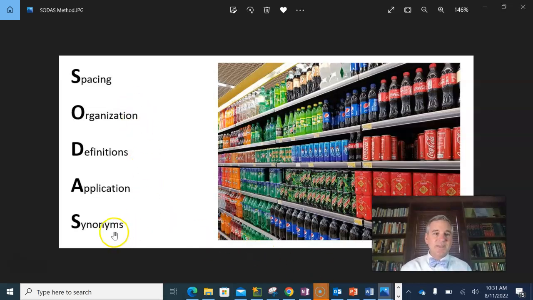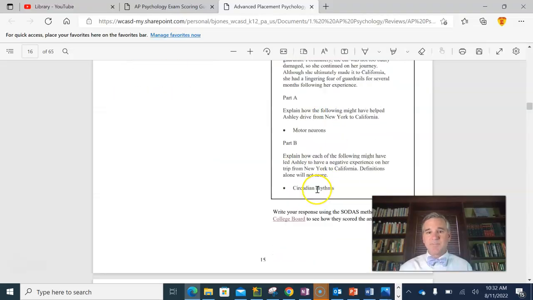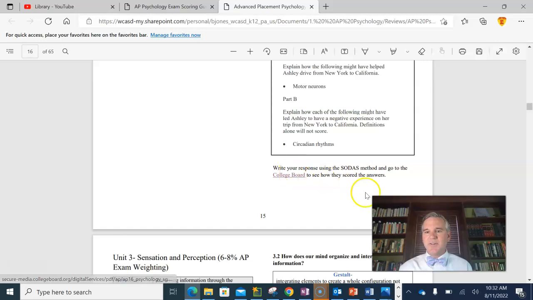One last thing in the SOTAS method is the synonyms. I like that in there because sometimes in order to explain something, you have to come up with a synonym to show that you understand what it means. So if you're, for example, talking about correlational research, you can't say, well, the correlational research showed a correlation. Right? That doesn't show you understand what it means. So you might have to come up with a synonym or an explanation for what a correlation is so that you can demonstrate that you understand it. Do the SOTAS method and then check to see how you performed.